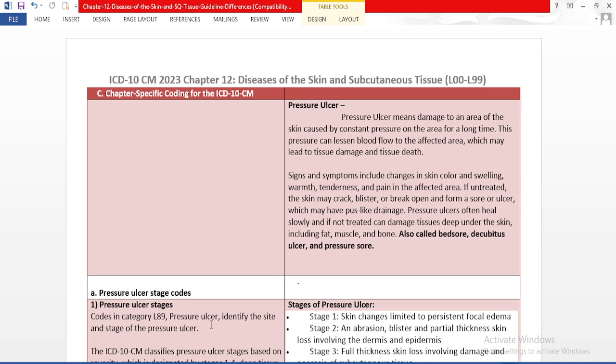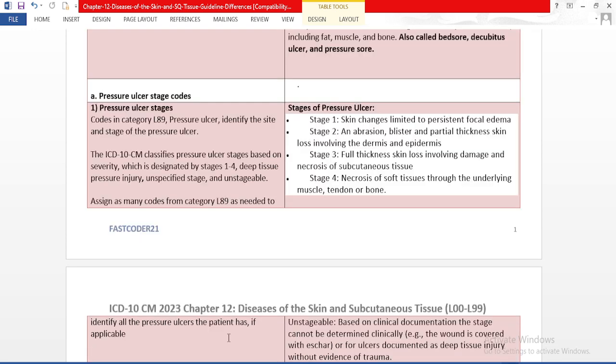Pressure ulcers usually heal themselves, but if not treated, they will develop into more severe or chronic conditions. We also call pressure ulcers bed sores, decubitus ulcer, and pressure sore. So our first guideline, pressure ulcer stage codes. The first one is pressure ulcer stages.